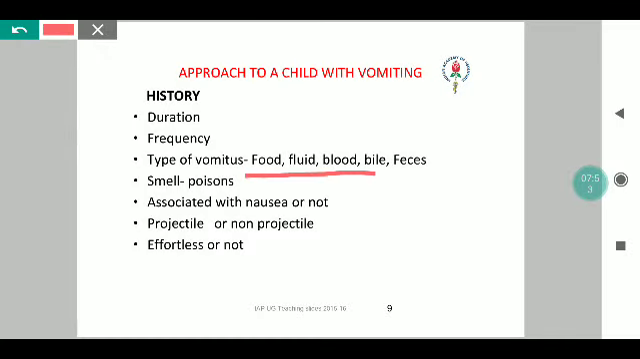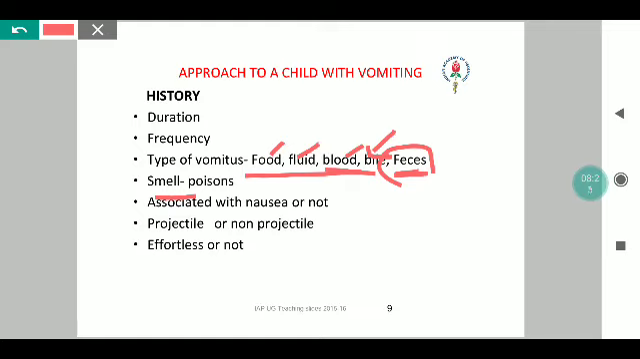It is important to note whether it was food particles, which could be because of a gastroenteritis, whether it was fluid, whether it was blood tinged, bile stained or whether it contained fecal matter. Presence of fecal matter is suggestive of a surgical emergency. Presence of bile can be suggestive of pyloric stenosis. Presence of blood is suggestive of blood ingestion, or it could be suggestive of an ulcer, whereas presence of food is most common. The smell which is present in the vomitus is important to rule out the presence of poisons or toxins.